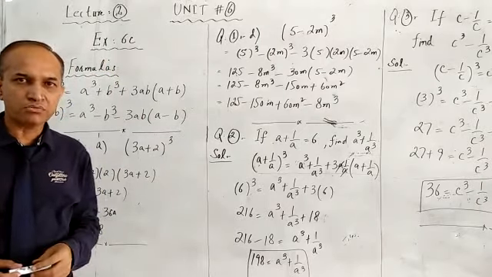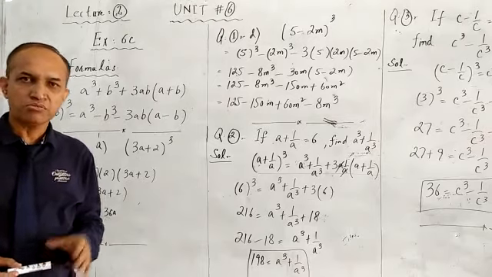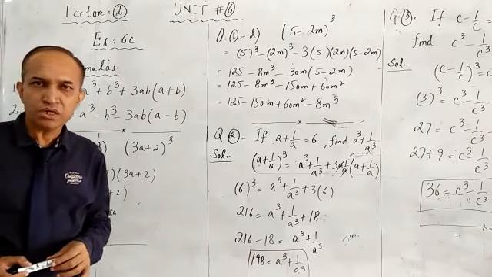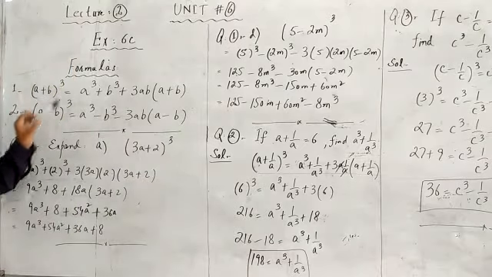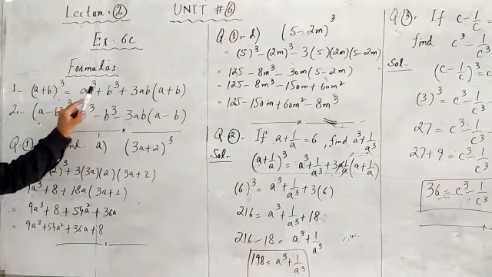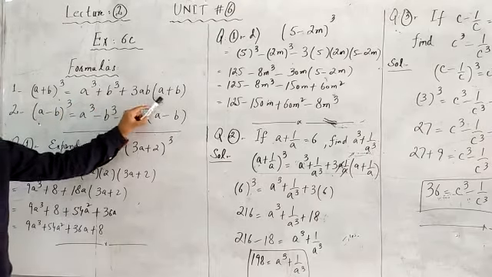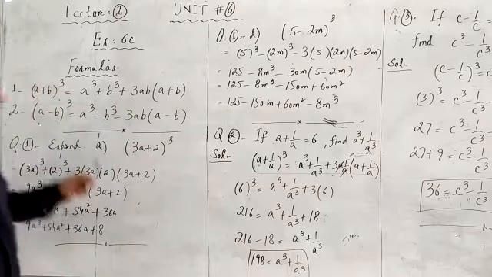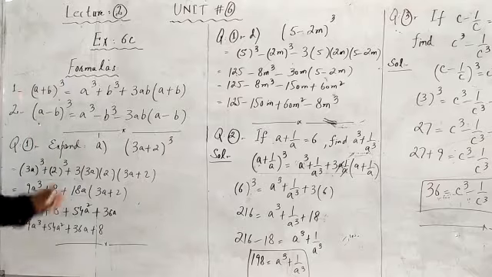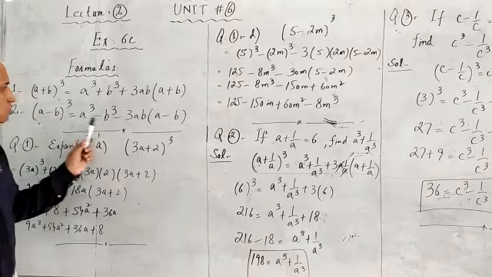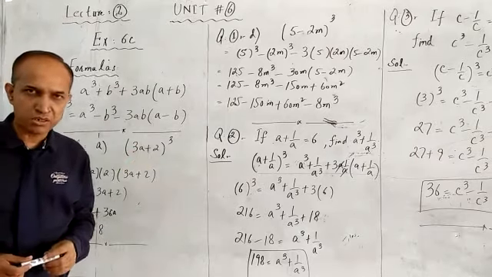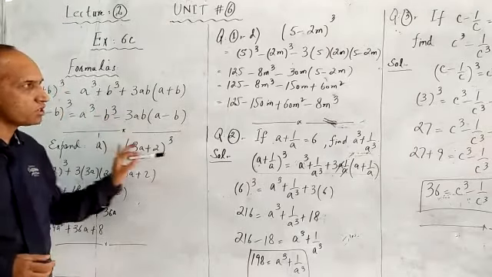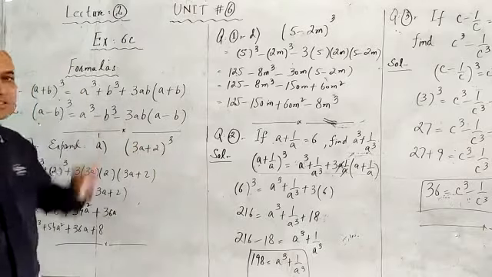So let's start with exercise 6C. Before that, we learn two formulas. One is (a plus b) whole cube, which is equal to a cube plus b cube plus 3ab into (a plus b). The next one is (a minus b) whole cube, which is equal to a cube minus b cube minus 3ab into (a minus b). So we will use these two formulas in exercise 6C.